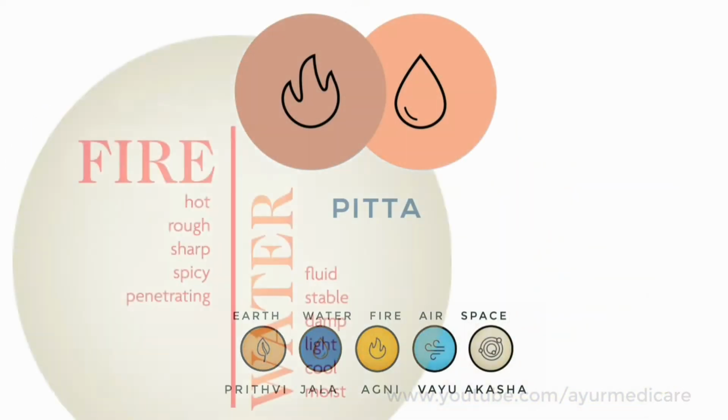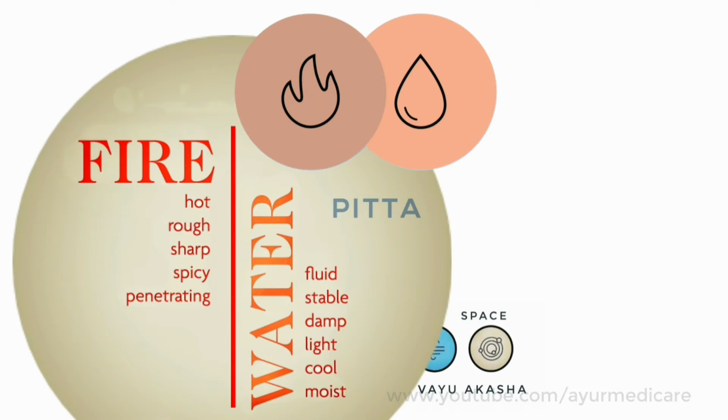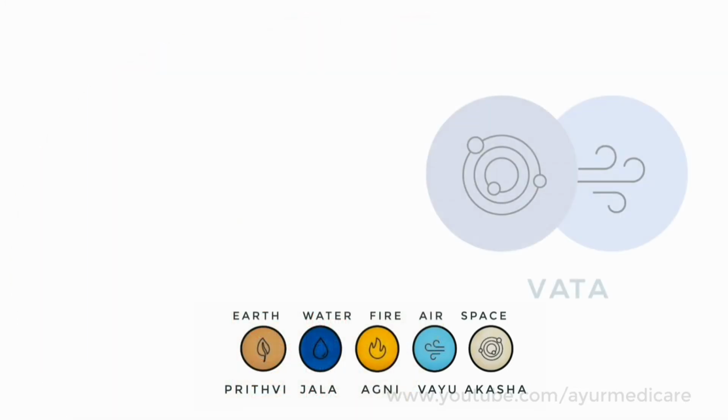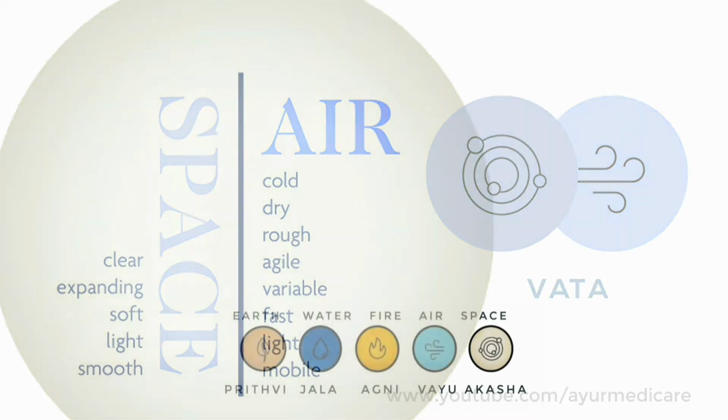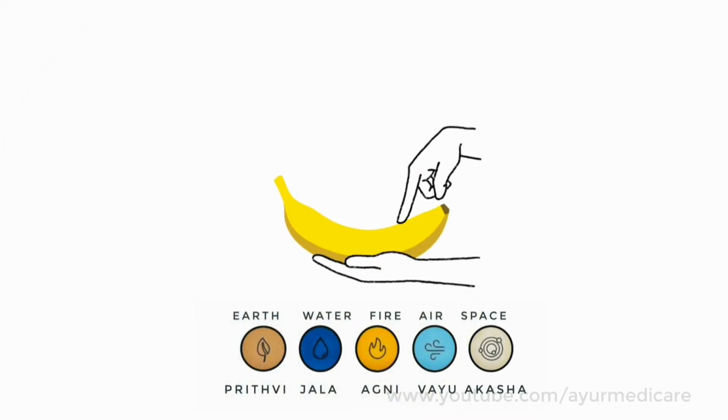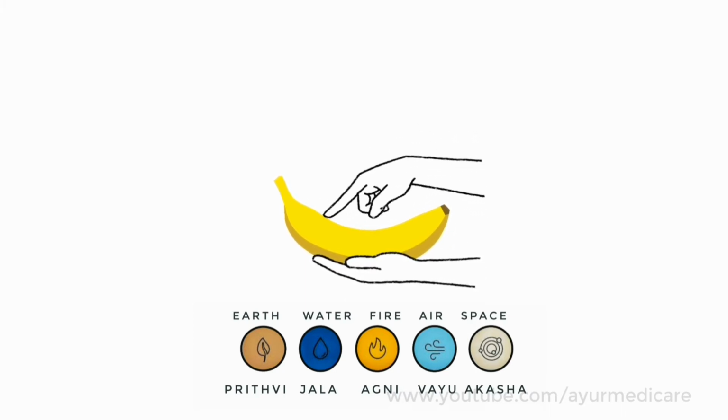Water and fire together makes pitta. So the properties of water and fire are obvious for pitta. Air and space together makes vata. So it will have the respective properties of air and space. You will be able to guess the properties of each doshas by now from the elements that it is made of.